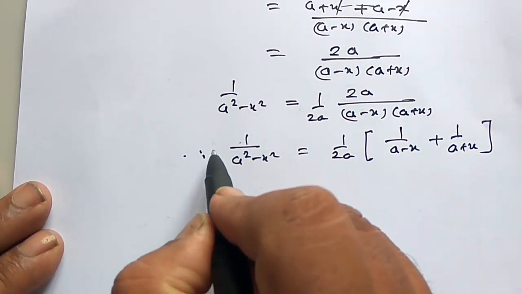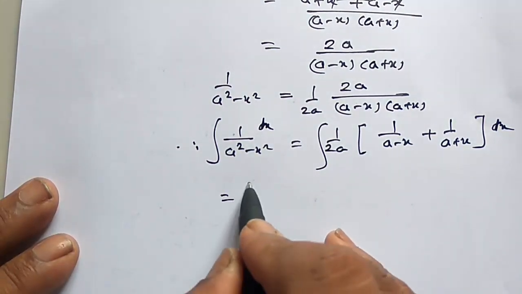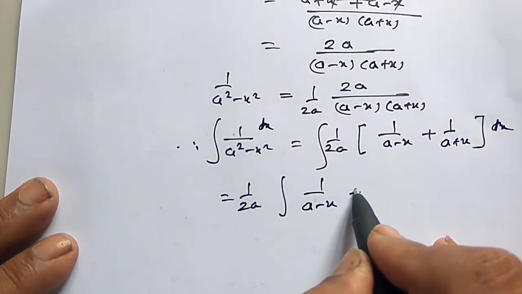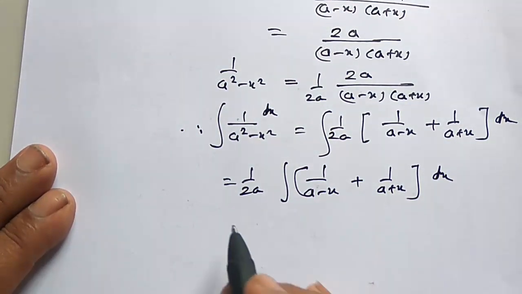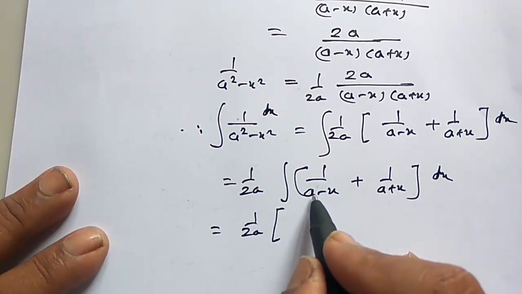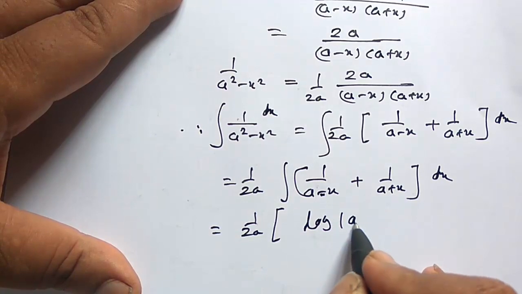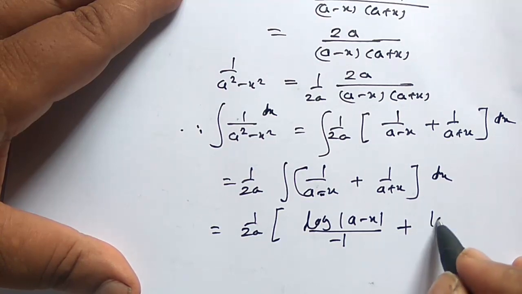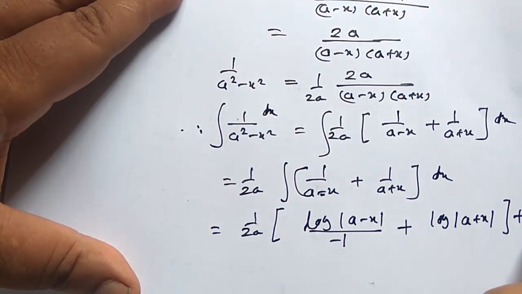Therefore, integration of this is equal to 1 upon twice a, integration of 1 upon a minus x plus 1 upon a plus x, bracket complete, dx, is equal to 1 upon twice a, integration of 1 upon a minus x is log of a minus x divided by coefficient of x, minus 1, plus log of a plus x, bracket complete, plus c.